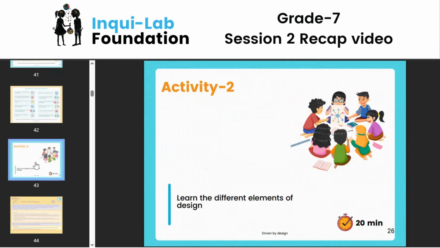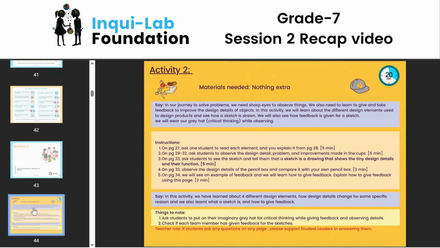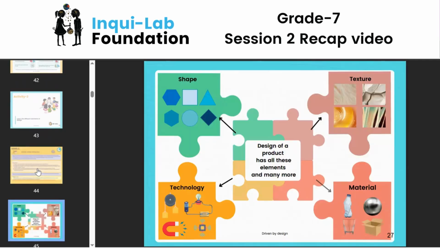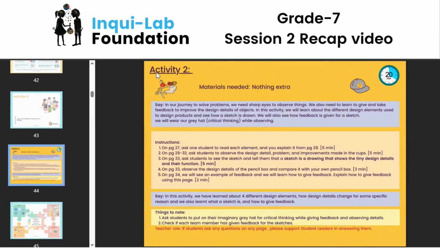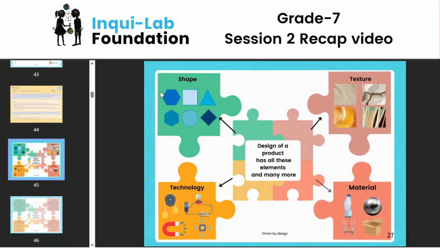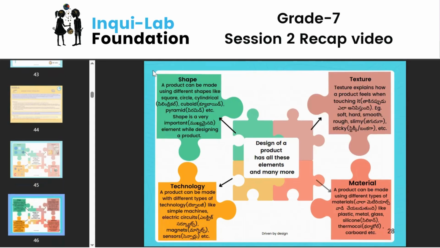Activity 2 is about 20 minutes, and in this activity, we are telling them that what exactly is design. And again, read through the narrative to help you understand more. In a gist, you will ask the students to maybe read, one person can read one element here, and you will explain using this page in your SL copy.